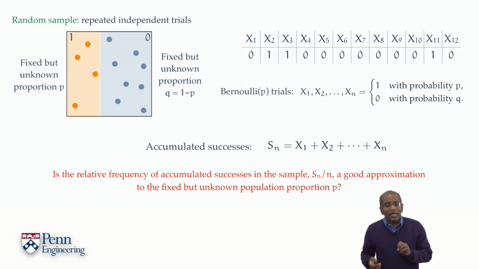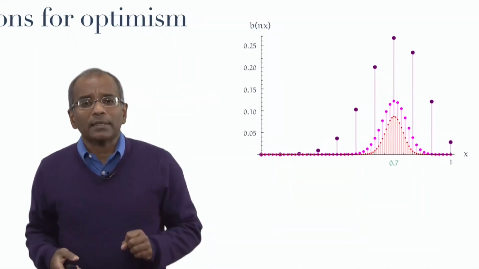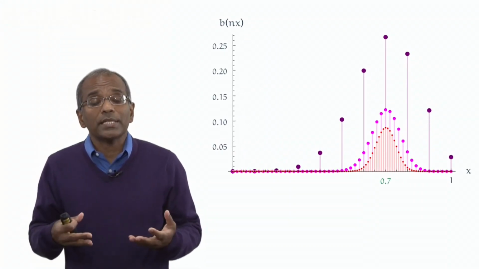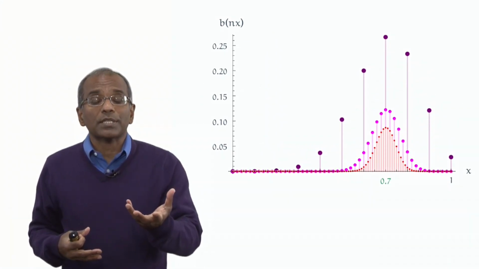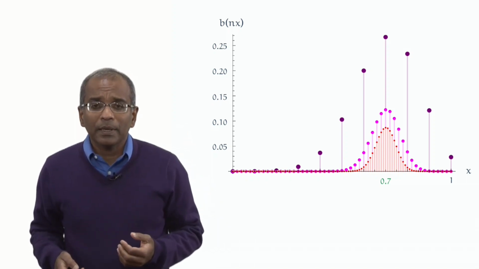This leads us into digging into the innards of the distribution of accumulated successes, and that led us to discover the binomial distribution. And the properties of the binomial distribution gave us several reasons for optimism for this procedure. The student will recall seeing a figure like this before, which shows you the mass function associated with the relative frequency of successes Sn over n, plotted for different values of n.